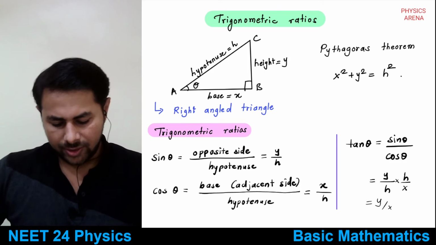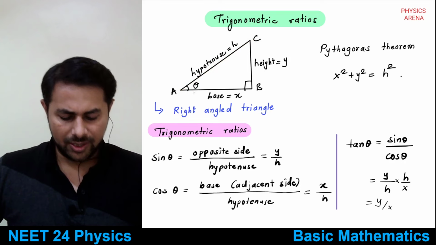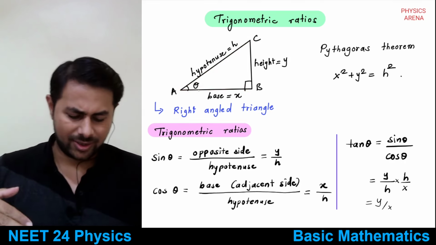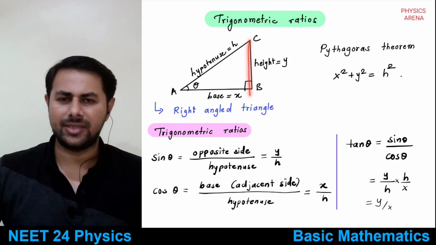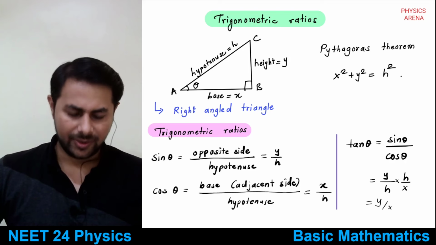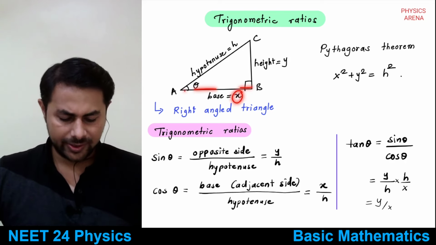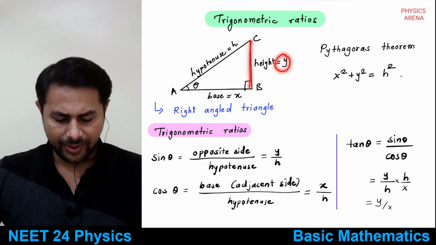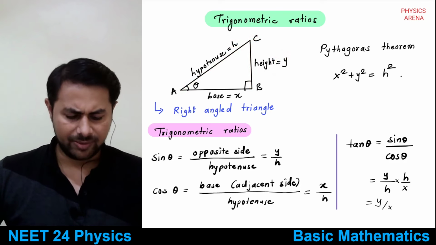So this side, the longest side, is known as the hypotenuse. Then suppose this triangle is resting on this side, so we can call it the base. Then this remaining side is known as the height. This is just nomenclature. Suppose the base is denoted by x, the height is denoted by y, and the hypotenuse is denoted by h, right? Very simple.